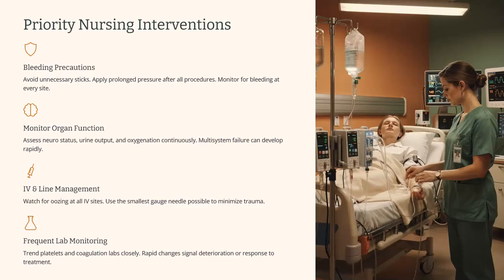So it's possible to interrupt that inappropriate clotting before the active bleeding occurs, that we would see heparin use. Nursing interventions for DIC focus on bleeding precautions, avoiding unnecessary sticks, applying prolonged pressure after procedures, and monitoring for bleeding. We want to monitor organ function, assess neural status, urinary output, and oxygen continuously, because multi-system failure can develop rapidly. We want to watch our IV lines, watch for oozing of blood, use the smallest gauge needle possible to minimize trauma. And we're going to frequently monitor our labs, watching for platelet trends and coagulation labs closely. We want to make sure we recognize rapid changes, because that signals the patient declining and a poor response to treatment.